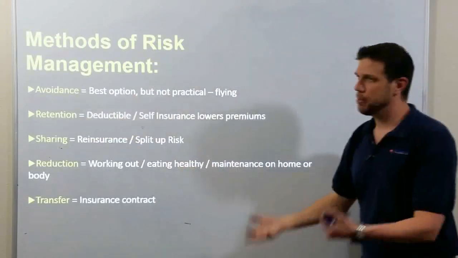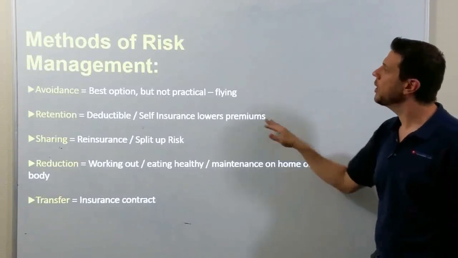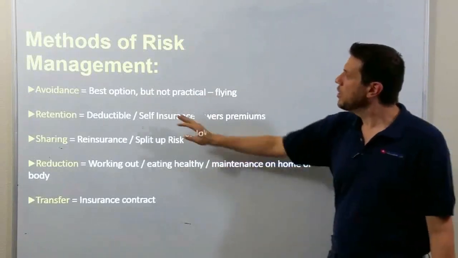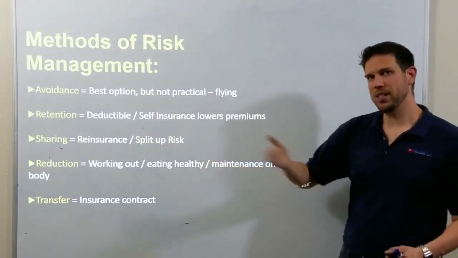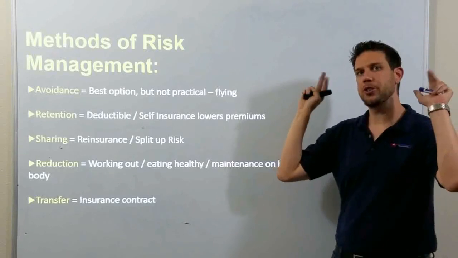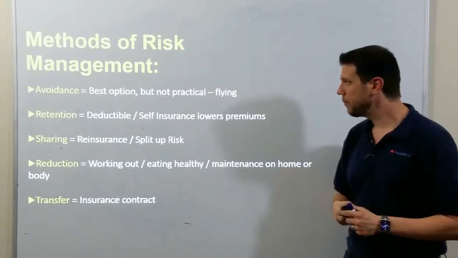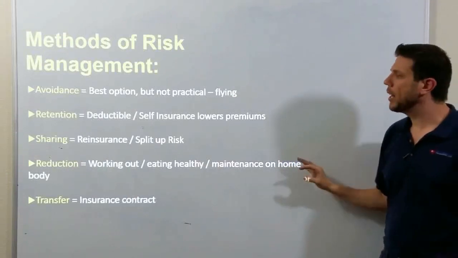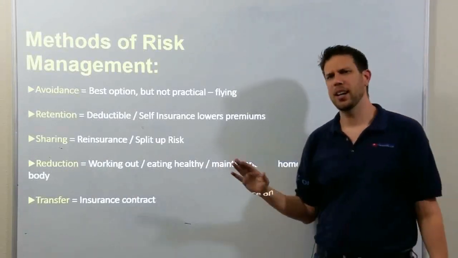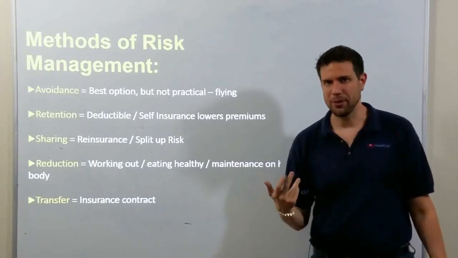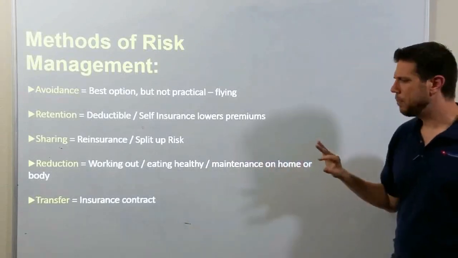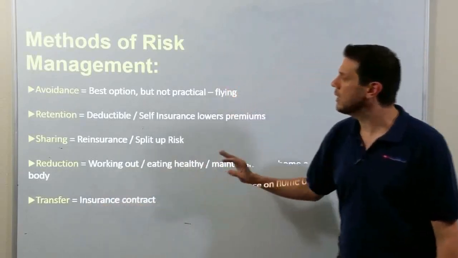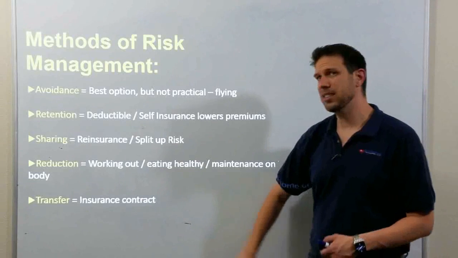Retention is when you retain some of the risk yourself. That's self-insuring. You get lower premiums if you have a higher deductible. Sharing is when you have multiple insurance companies. That was under the other insurance provision that we learned earlier. Reduction is like maintaining your home or body. Reduction is like checking up on your house every year, putting in a burglar alarm. And then transfer of risk is insurance. Insurance is the transfer of risk.